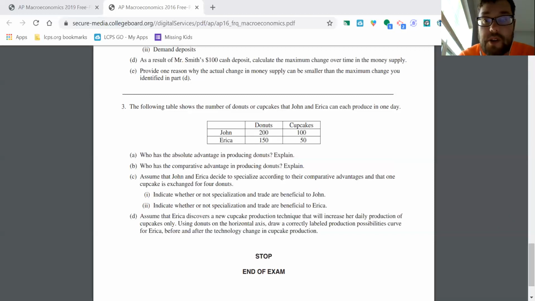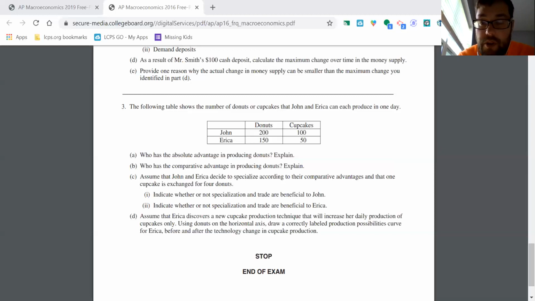All right, so we started with John here, right? So in terms of cupcakes, the price was going to be 100 over 200, right? So 1/2 cupcake. And so this is the cost of donuts, and of cupcakes, we know it's the flip, right? So this would be 200 over 100. So this is 2, but it's in terms of the other thing, which is donuts.